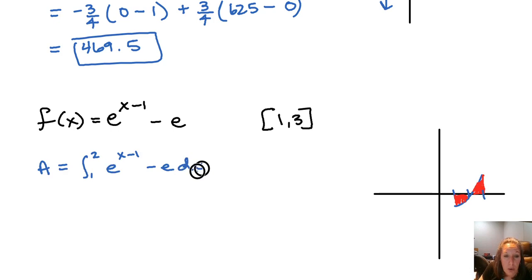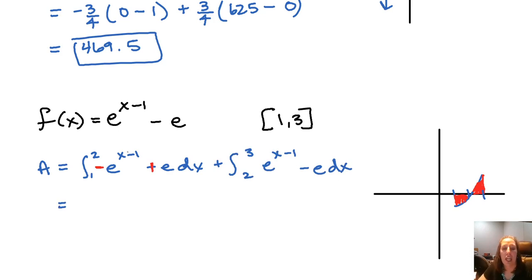That part is below the x-axis, so we need to distribute a negative. You can either factor it out or you can distribute it actually in your function. Just make sure you multiply it by everything, plus the integral from 2 to 3 of our function e to the x minus 1 minus e.